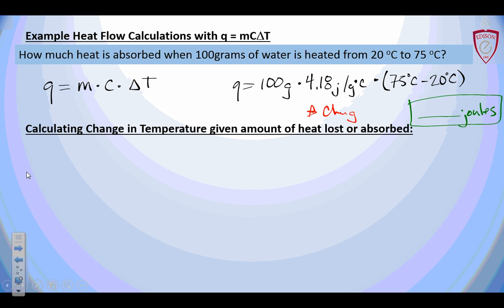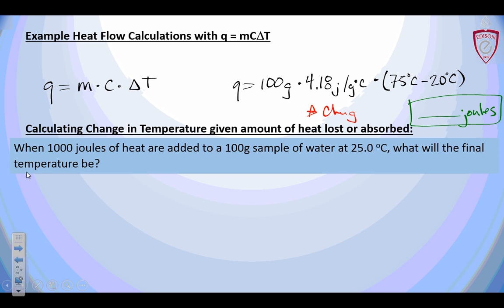And then here's the good one: calculating the change, if I want to know what the final temperature is. I've got 1,000 joules of heat. This time it's given. I have a 100-gram sample, and I'm going to start at 25 degrees. So I'm just going to solve for delta T now. It's going to be 1,000 joules equals 100 grams times 4.18 times delta T.